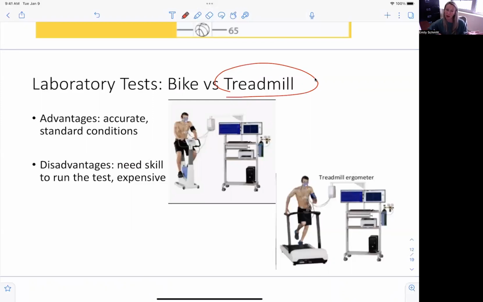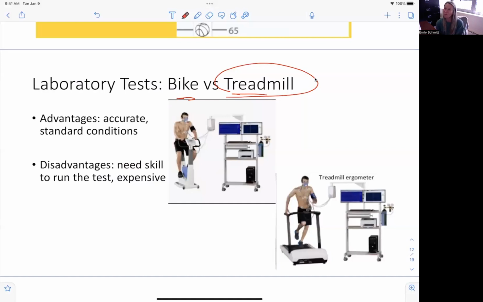If you were to put me on a bike, I would do fine because I'm stubborn and I'm an athlete and I would do a good job. But I'm a runner, so running is a more natural movement to me than the bike. So if you're testing your athletes, you really want to see what they're most familiar with and maybe what they'll do the best on. Or just go with what your setup is in your lab. But these laboratory tests on the bikes or the treadmills, they're accurate. They have standard conditions. You don't have to worry about outside.